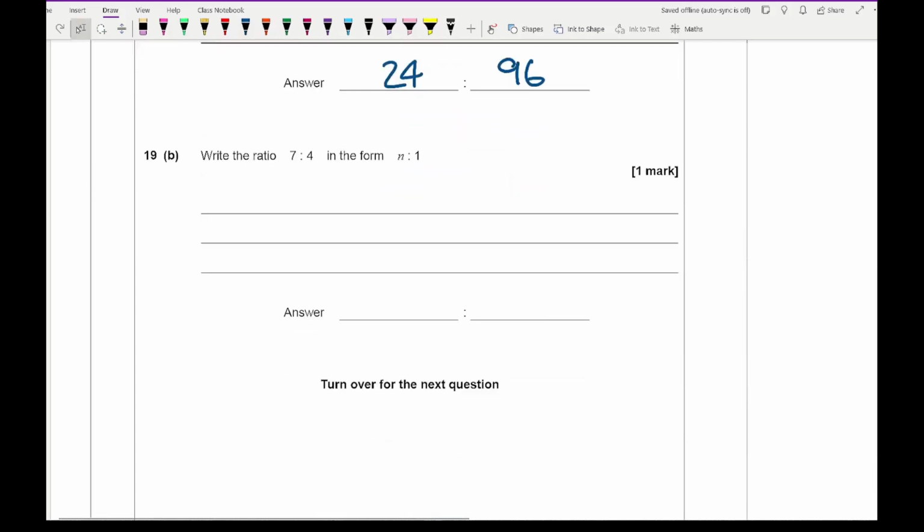Question 19b says, write the ratio of 7 to 4 in the form of n to 1. So what I want to do is, rather than having a 4, I want to change that number into a 1. So what do you have to divide 4 by to get 1? Well, I need to divide that by 4. So I do the same to the first number. So I divide that by 4. So 7 divided by 4 gives me an answer of 1.75. So the answer then is 1.75 to 1.